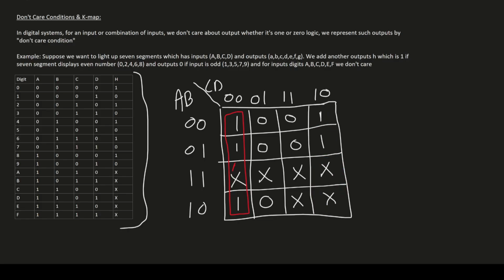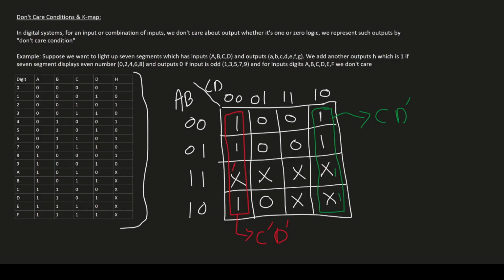So let's make another group here. And then in this case, we can treat those X's as 1. And now we can obtain our Boolean expression. So for this group in green, as we learned in the previous video, we look at CD. C is 1 and D is 0. So that's C, D prime. And then for this group here, C is 0 and D is 0. So we'll have C prime, D prime.